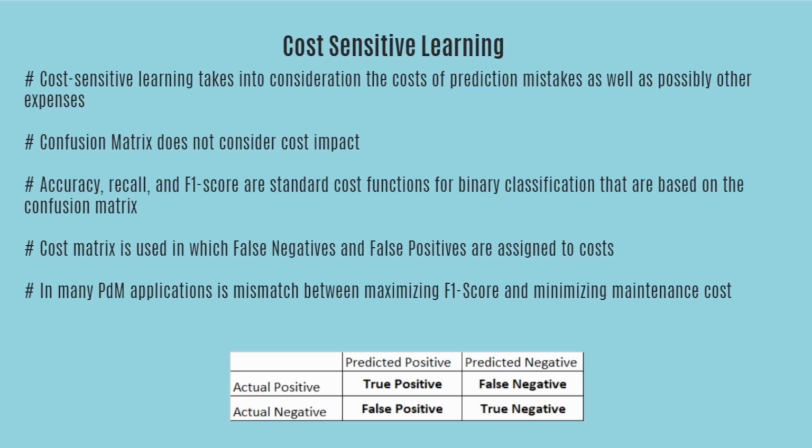The accuracy, the recall, and their harmonic mean, the F1 score, are some of the most often utilized measurements. In many predictive maintenance applications there is a mismatch between maximizing F1 score and minimizing maintenance cost. It is not always desirable to misclassify an example from the majority class as an example from the minority class, known as a false positive, but it is less critical than misclassifying an example from the minority class as belonging to the majority class, known as a false negative, which is more serious.